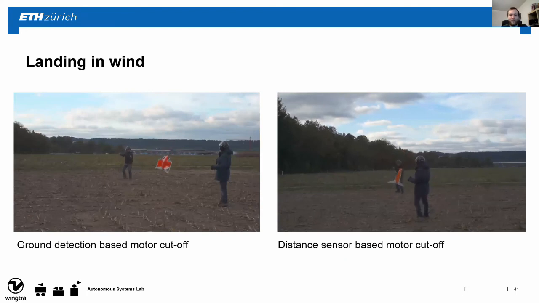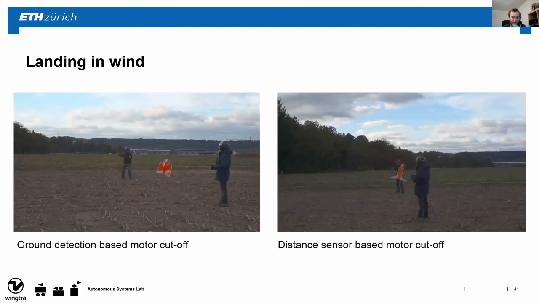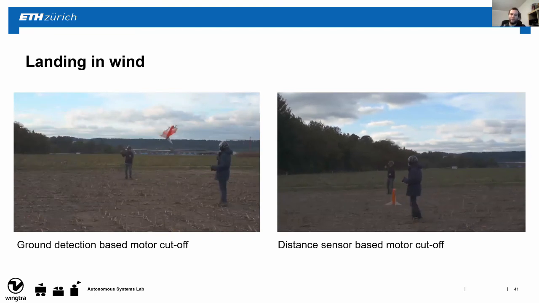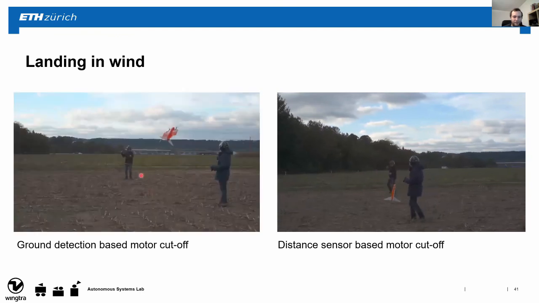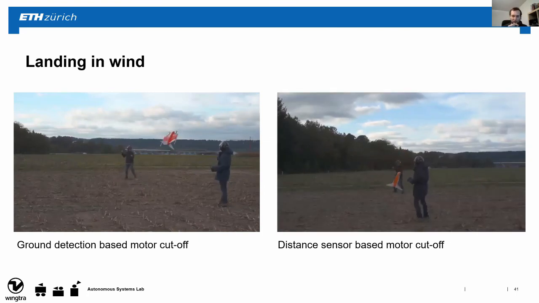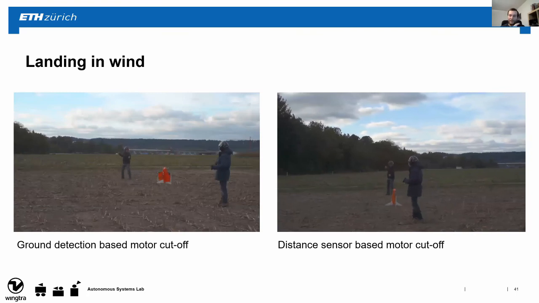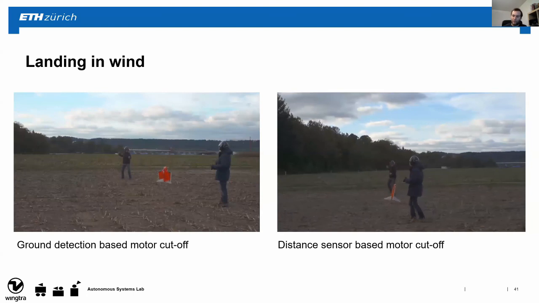Now, one additional problem that we sometimes had in wind is that it was tipping over if it just shuts down the motor when it hits the ground, which is what you can see in the left video here. But if we just cut off the motors slightly before it touches the ground by using, for example, a distance measurement, it can greatly improve this, so that it will not tip over.